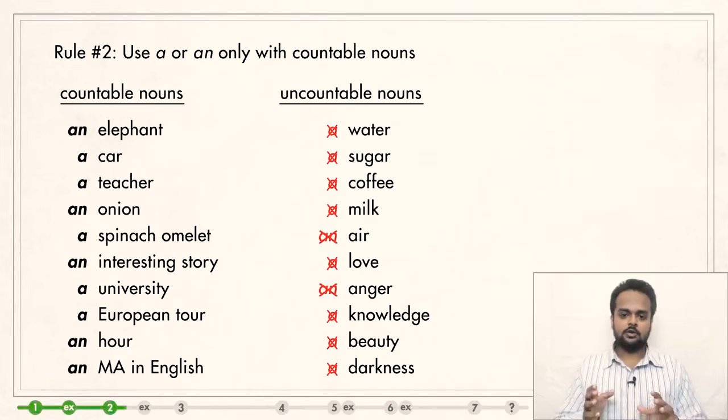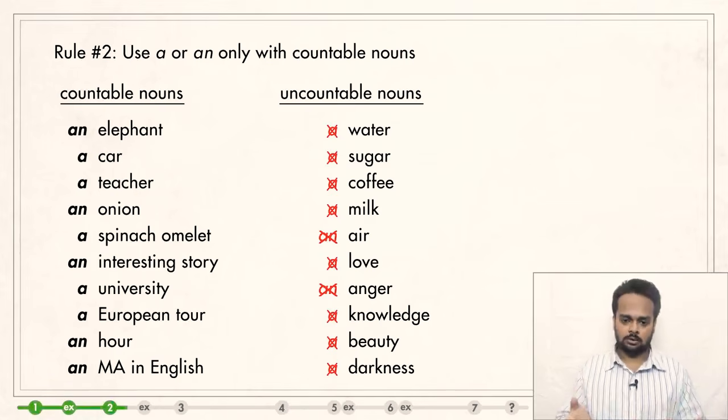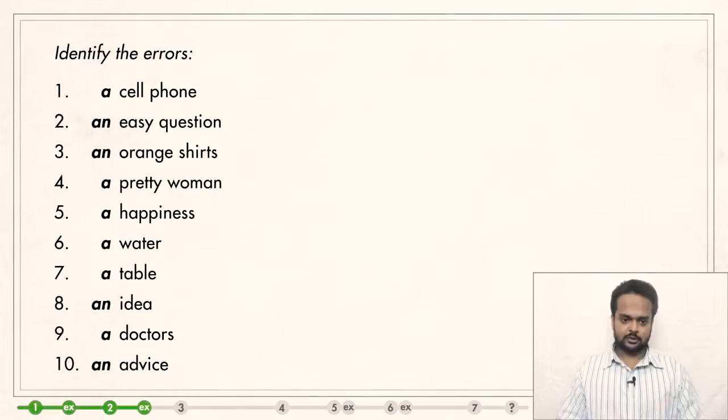If you think about it, you cannot say, I drank 4 waters or I want 8 milks. To a person, you can say, I love you, but you can't say, I have 5 loves for you. That doesn't make any sense. So these are all uncountable. All right, so the rule is you can only use a and an if you're talking about one person or one thing.